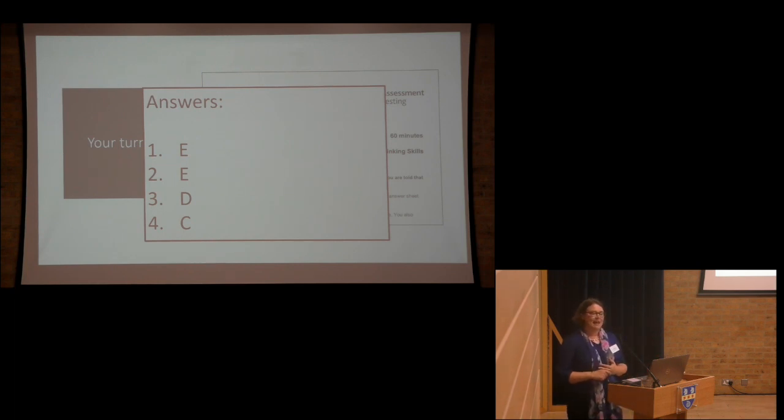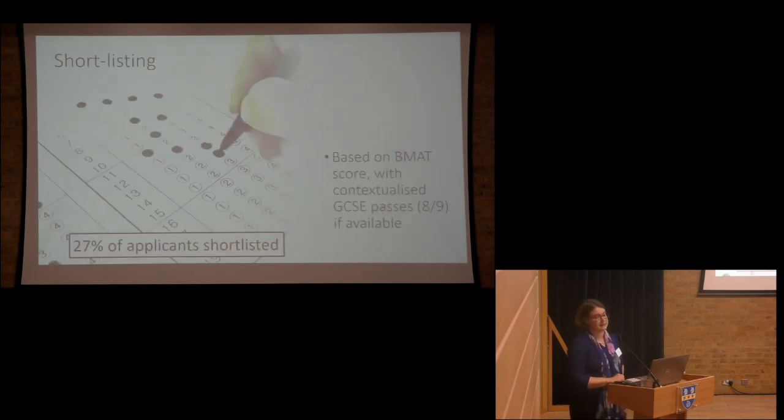So, can I write the answers down? You do not have to get 100%. This is one part of 3 sections. The shortlisting, we shortlist depending on the BMAT and contextualised GCSEs. It's difficult. The average score that would have got you an interview is somewhere around 75%. So if you got 1 wrong, you're probably all right.